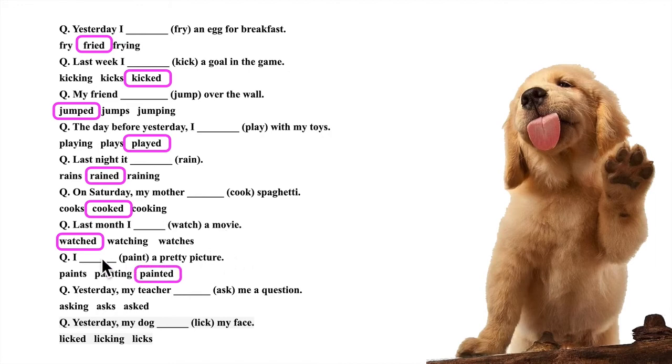I painted a pretty picture. That's nice. Yesterday, my teacher asked me a question. And the last one, yesterday, my dog licked my face. Yeah, dogs sometimes do that, don't they?